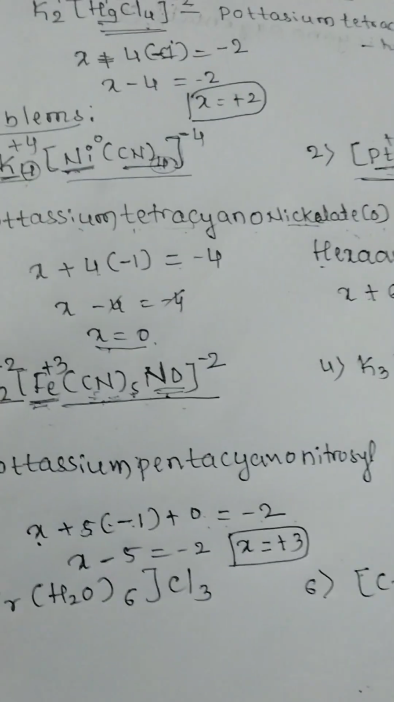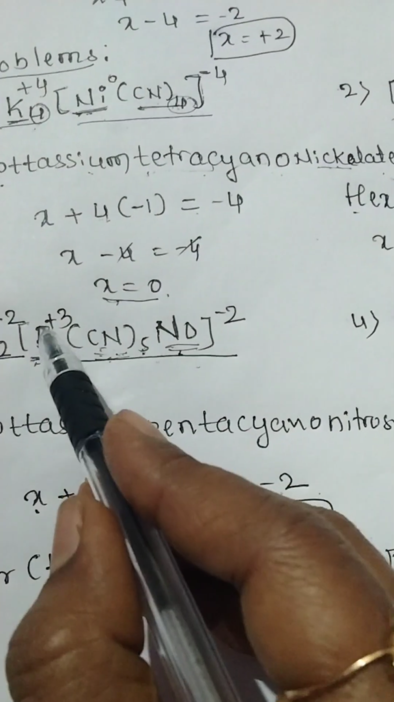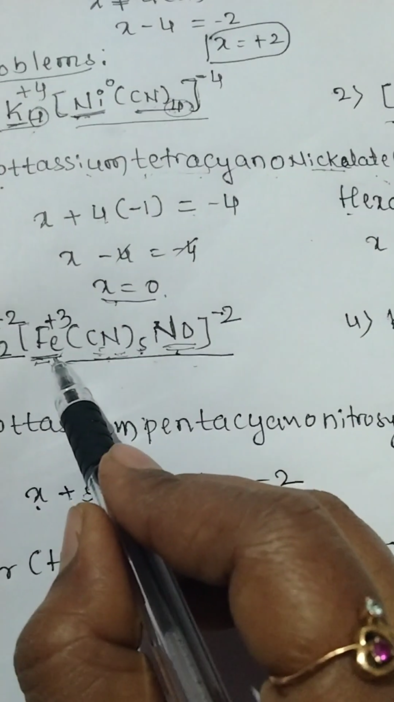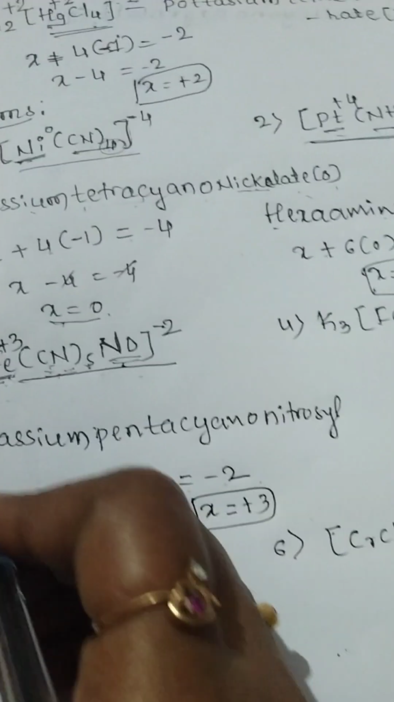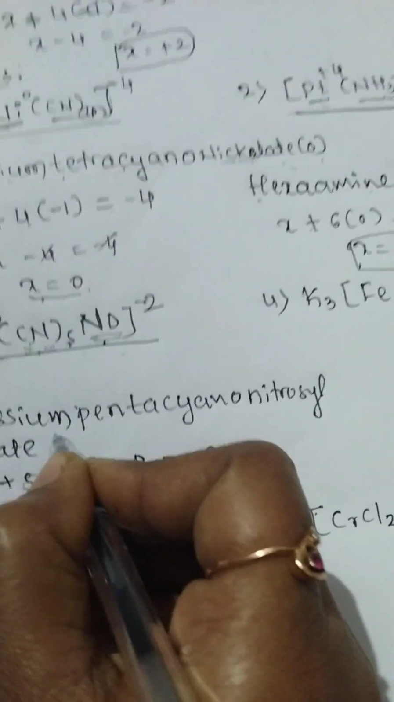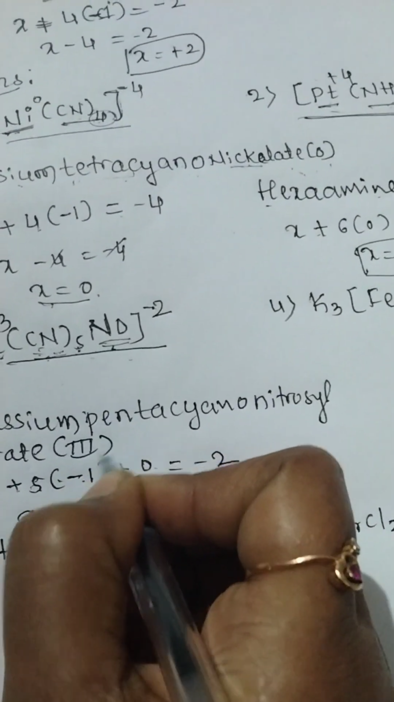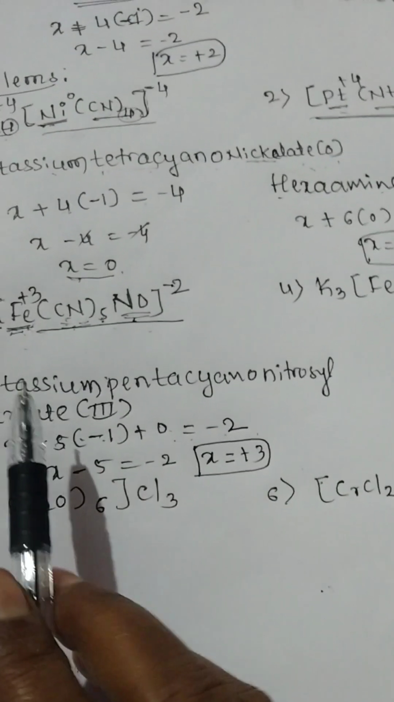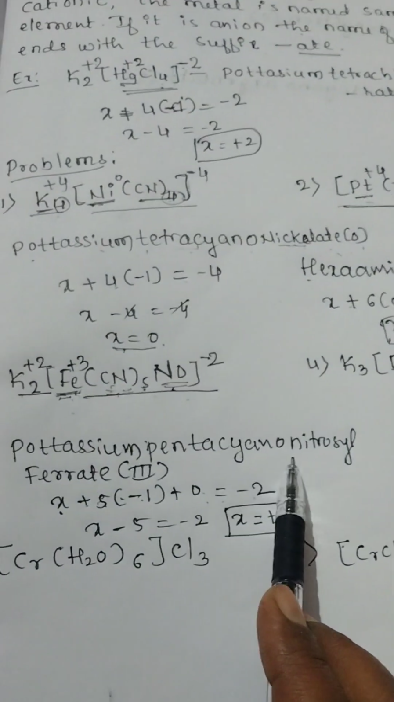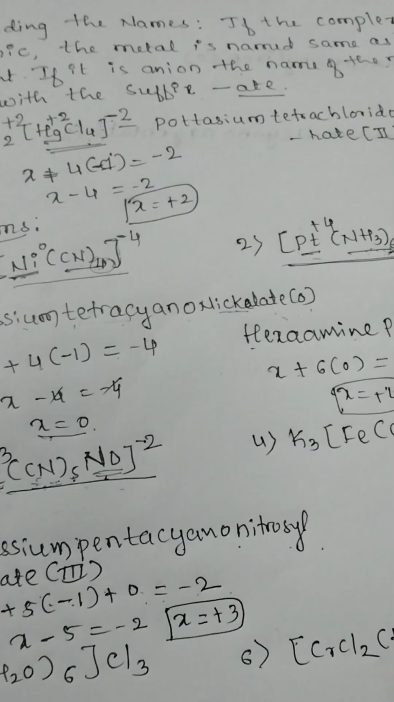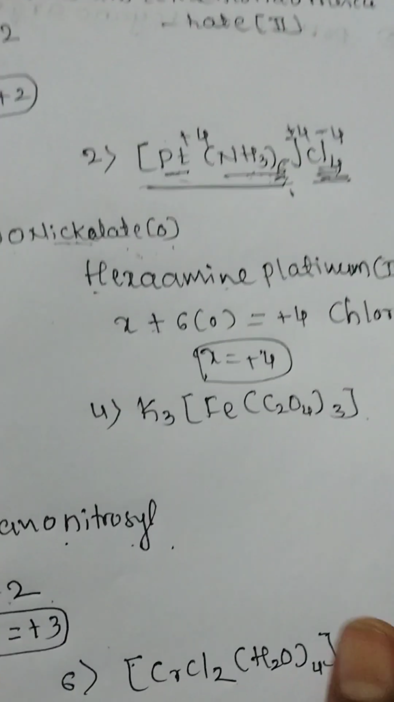The other thing is that the complex is negative, so the name of the metal ends with -ate. Ferrate, oxidation state will be 3. Now the name of the complex becomes potassium pentacyanonitrosyl ferrate(III). Okay, the next example.